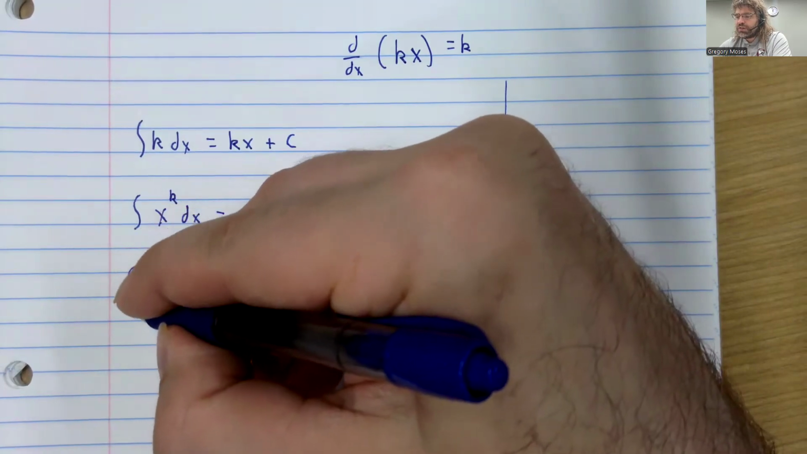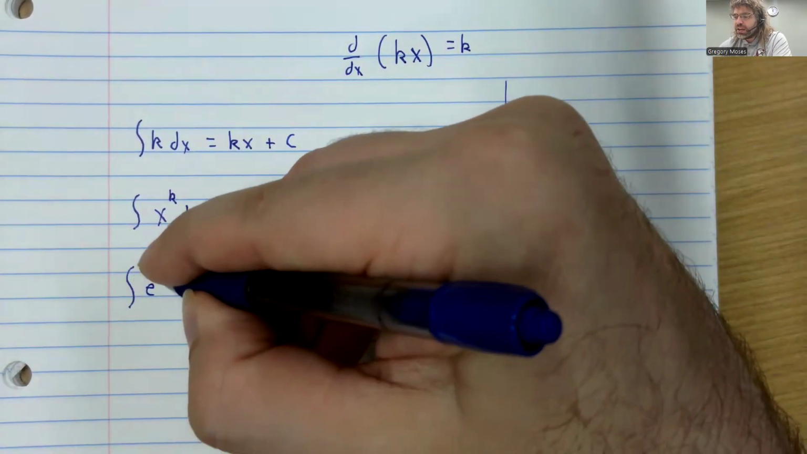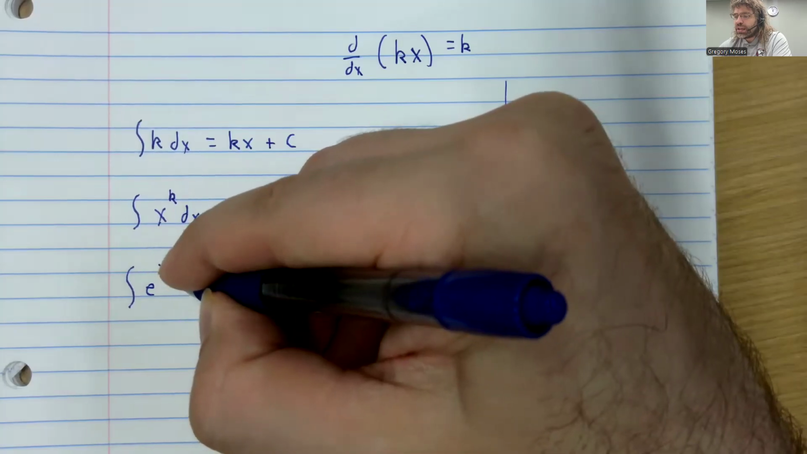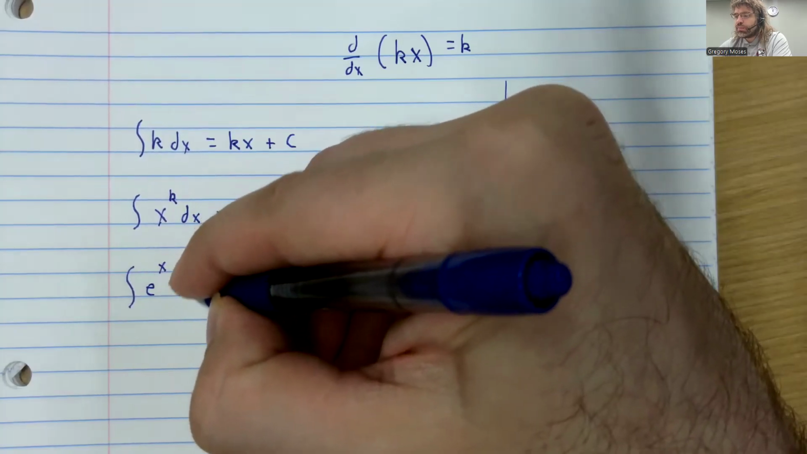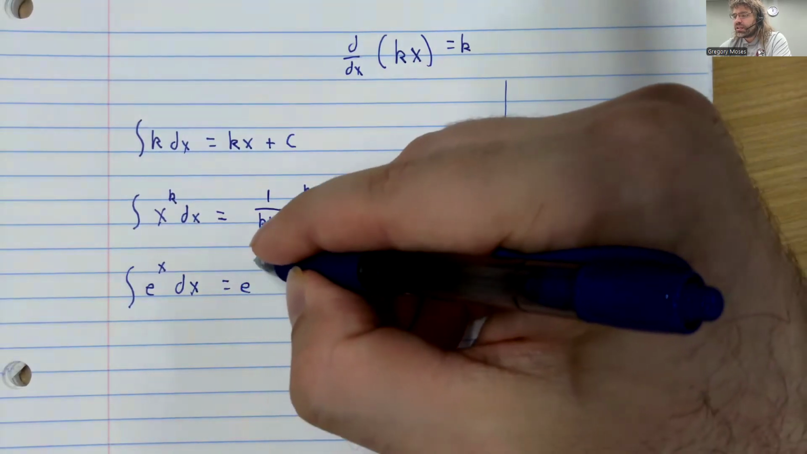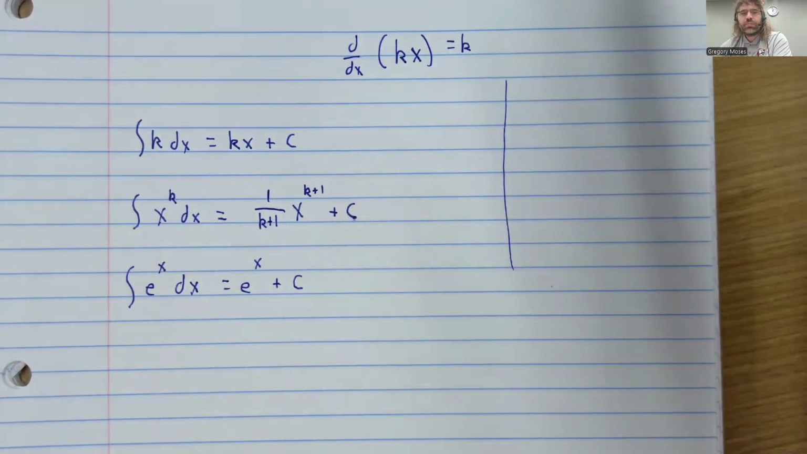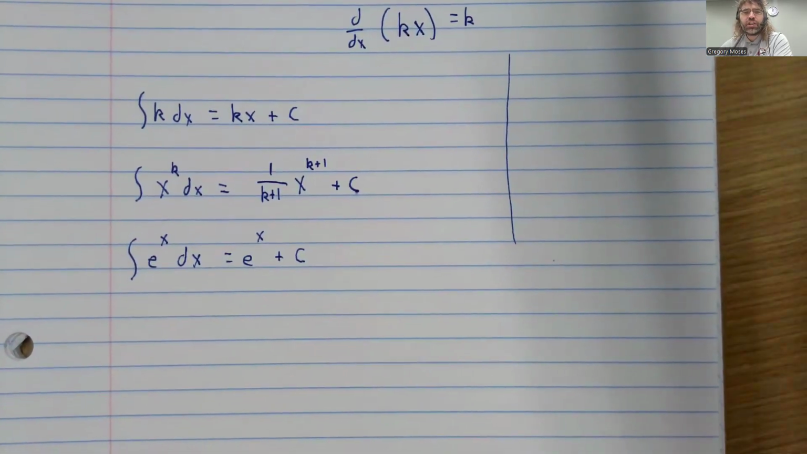The derivative of e to the x is e to the x. If we go the other way, the integral of e to the x is e to the x. Again, with a constant of integration.